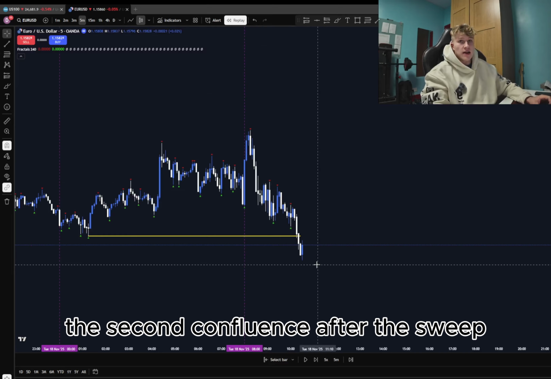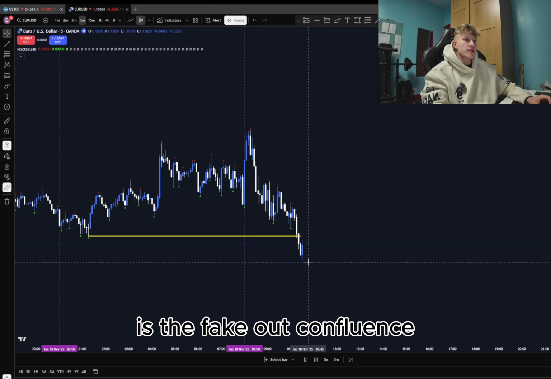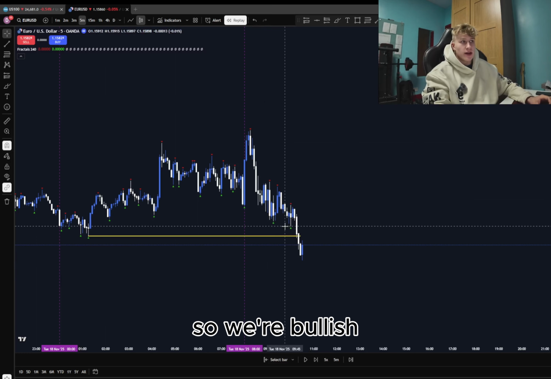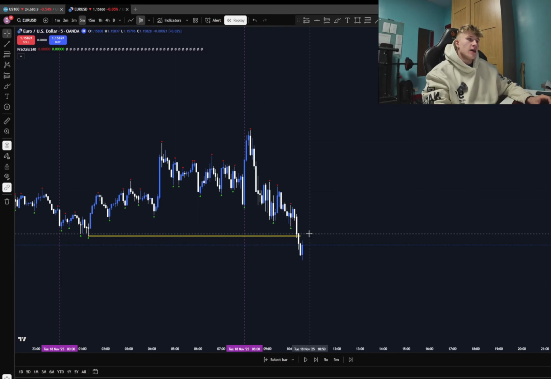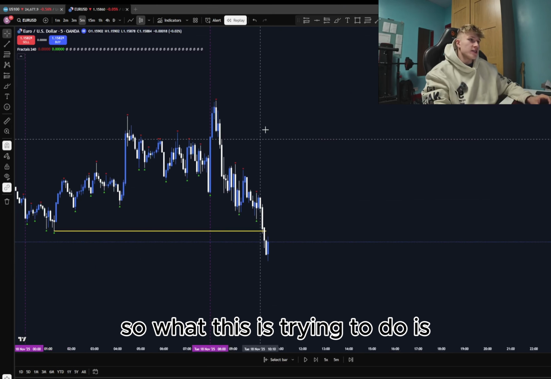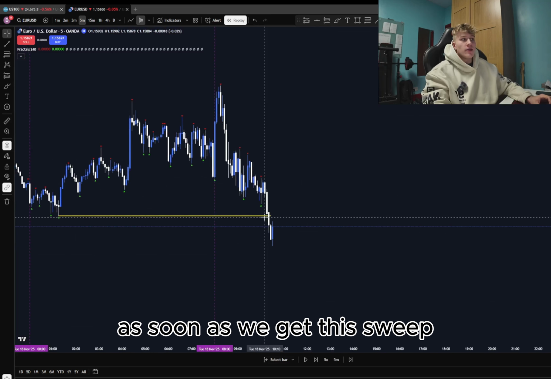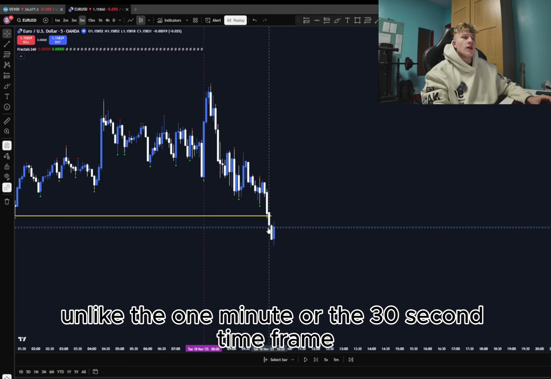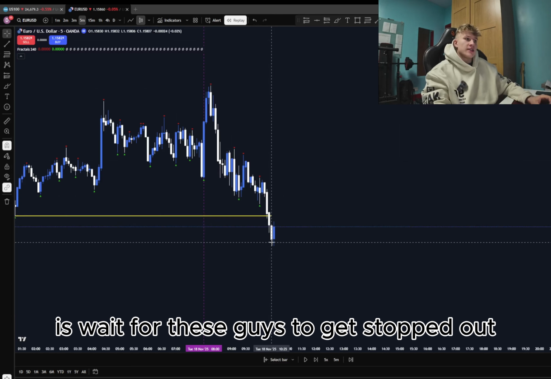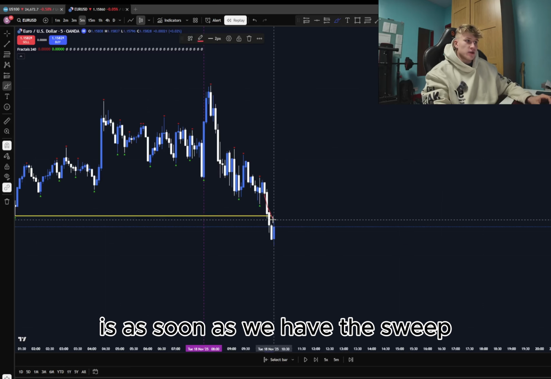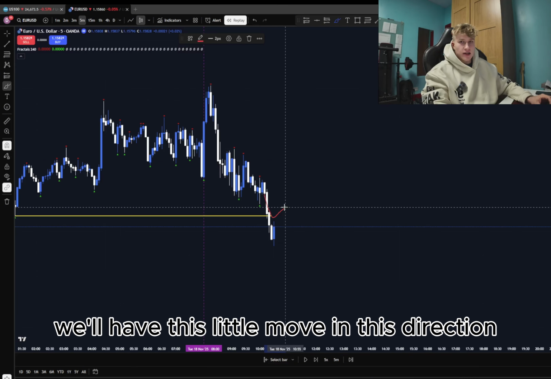So the second confluence after the sweep is the fake out confluence. Now what this does is it's a fake move in the direction of our bias. So we're bullish. It's a fake move in the direction of the bias, followed by an actual move down a little bit further. So what this is trying to do is, as soon as we get this sweep, there will be retail traders that are getting in right here, trying to predict this reversal instantly on like the 1 minute or the 30-second time frame. What we're trying to do is wait for these guys to get stopped out, because a lot of the time, and we've done this through the back testing, as soon as we have the sweep, we'll have this little move in this direction and loads of people will get in.